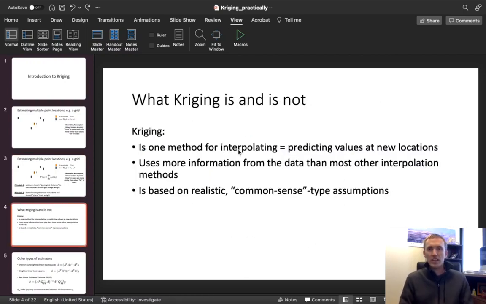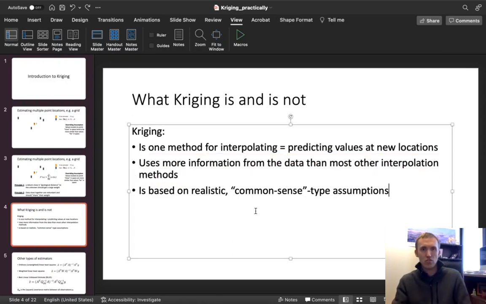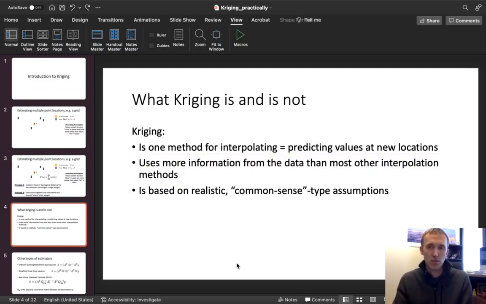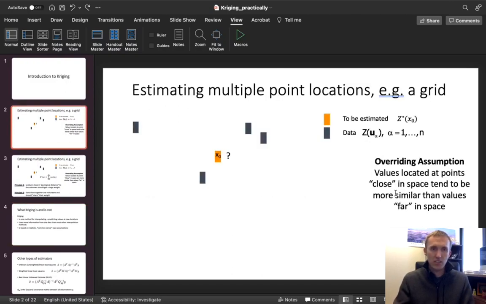So what Kriging is and is not: it's one method for interpolating, which is essentially predicting values at new locations. It's going to try to give us the best estimate that we can get based on the data that we have. How is it the best? It uses more information from the data than most other interpolation methods. If you just do inverse distance, which we'll talk about in a minute, or you just do spline interpolation, we're able to get more information out of the data using a geostatistical approach, because we can, for example, estimate what that correlation length scale is that defines closeness.